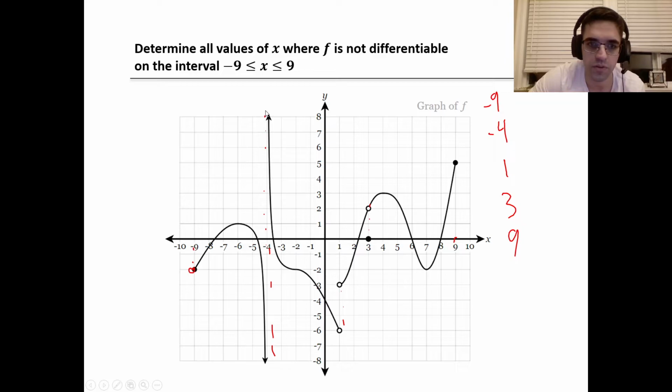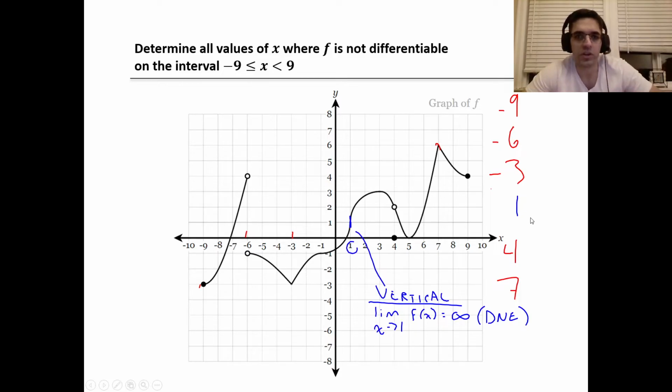Any asymptote, so -4, we have an asymptote, so not differentiable. At x equals 1, we've got a jump discontinuity, so not continuous, therefore it's not differentiable. At x equals 3, we have a removable discontinuity, but since it's discontinuous, it's not differentiable. So we also have all of those values. Okay, so -9, -4, 1, 3, and 9 are our points where we are not differentiable for this given interval for this function.